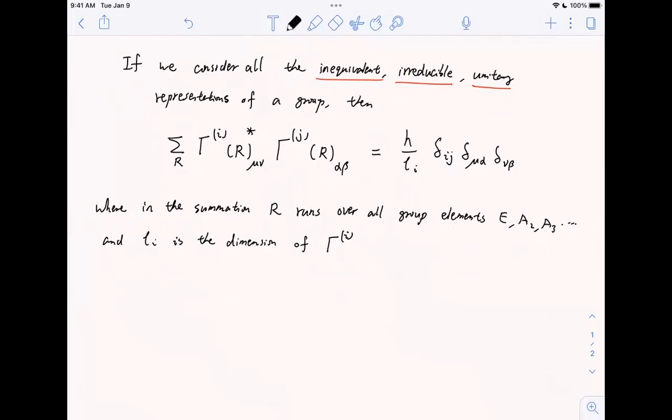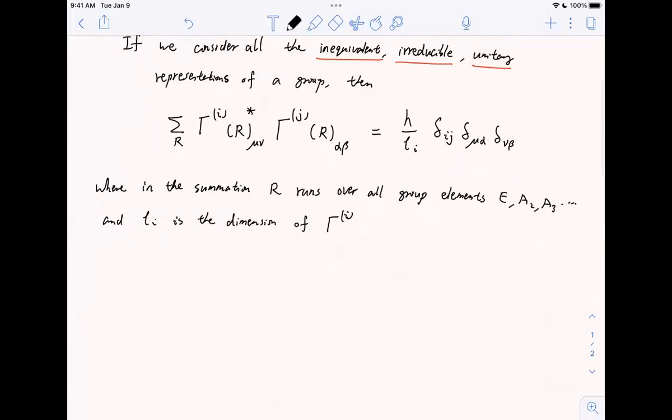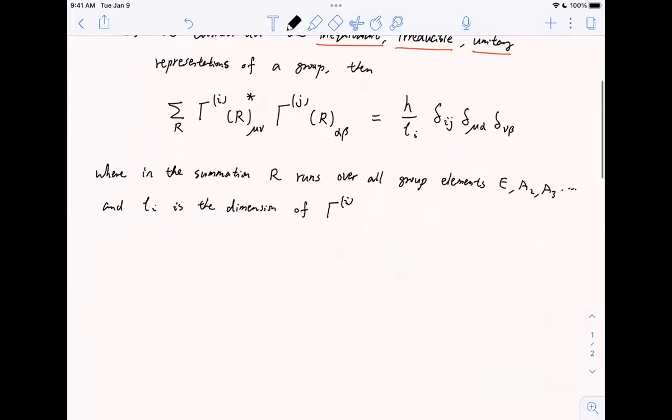And here R is the element in the group, and gamma is an irreducible representation. I and J are the index for the irreducible representation. And here mu, nu, alpha, beta represent the rows and the columns of the matrices. So when you make a summation like this over all the group elements, then you have this orthogonality relationship.